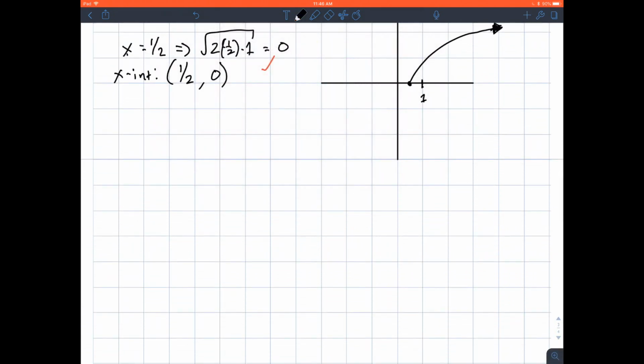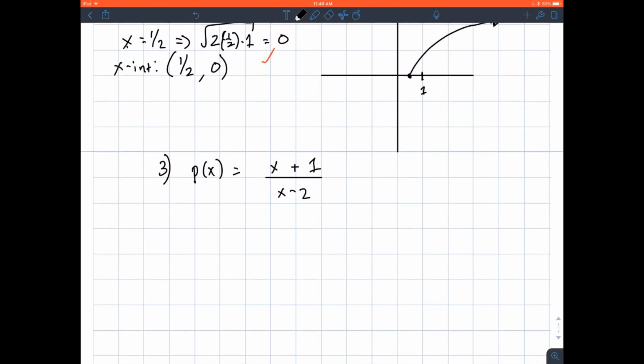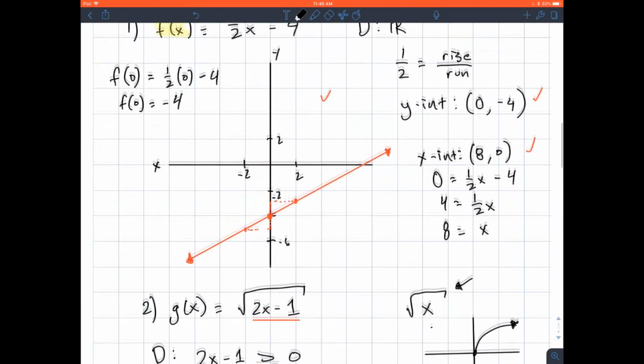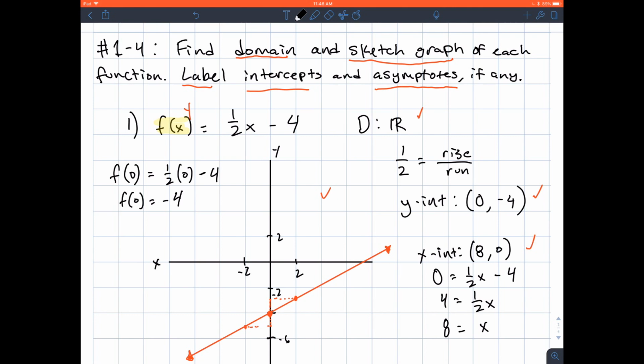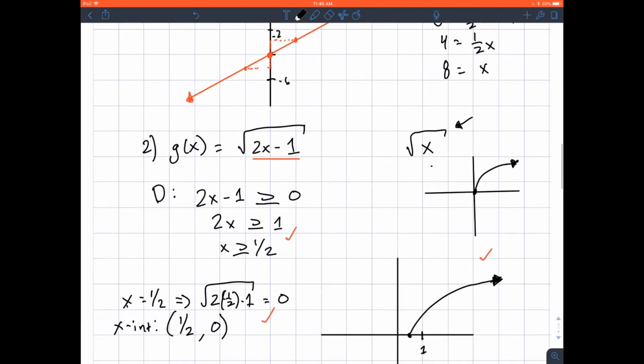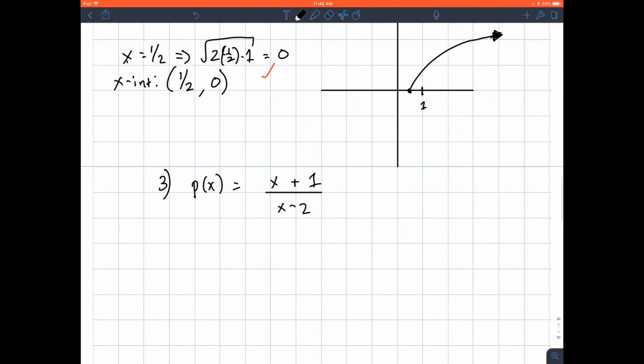Let's consider the third problem. Let's do a rational function. So let's say p of x is equal to 1 over x plus 1. Now, the trick to graphing all these problems is that you need to know the basic graphs for every function. Like the previous one, it was just the basic y is equal to x plus 1. This is basic kind of stuff. This function is just a line. This is our parent function, our mirror function, if you will.